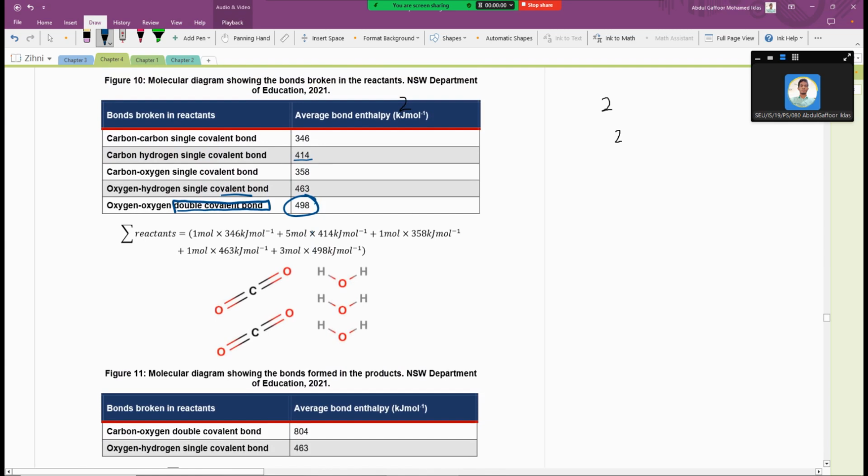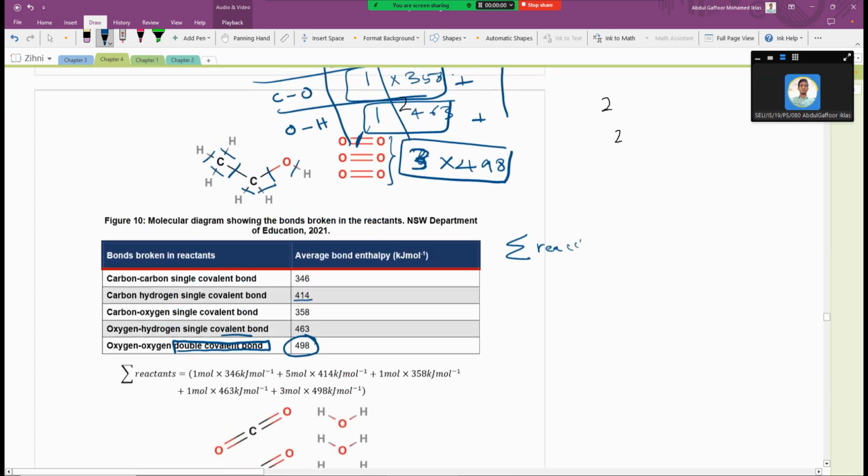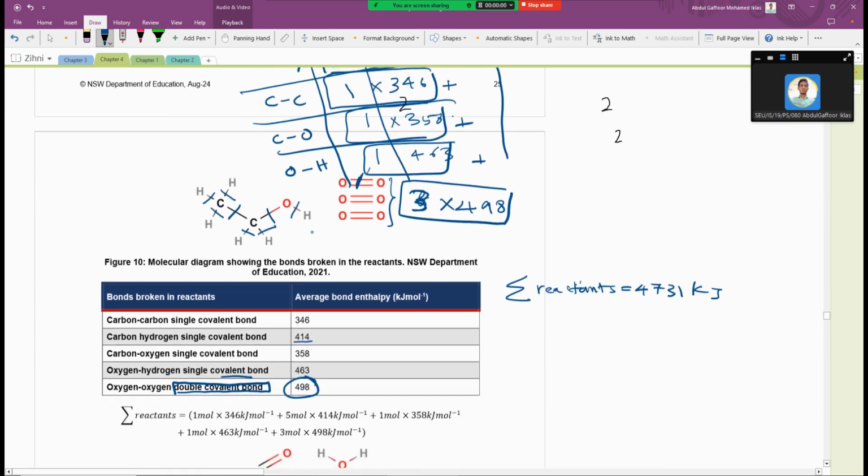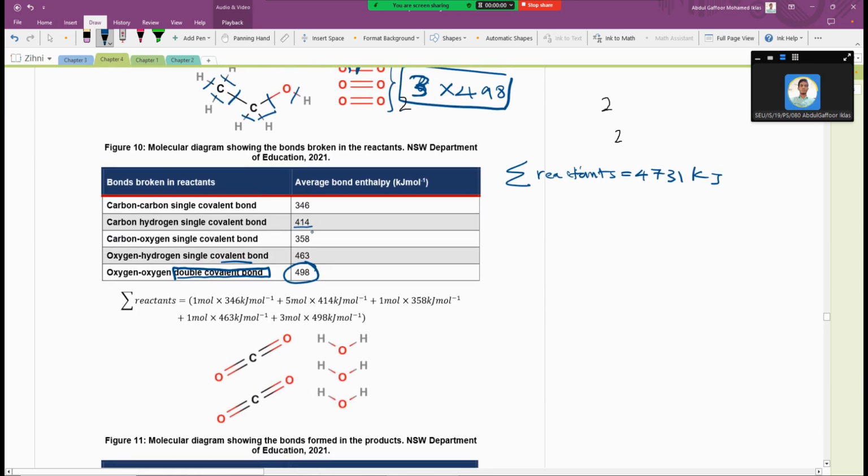Can you scroll up a bit? I'm sorry, what is the value? Can you scroll? Summation Can you scroll up? Okay, I'm sorry. Yeah, sorry. So 3, 2, 3, 7. 4,731. 4 731. 4731 Yeah. kilojoule. Okay. Then again we have to calculate the average bond enthalpy for the products, right?